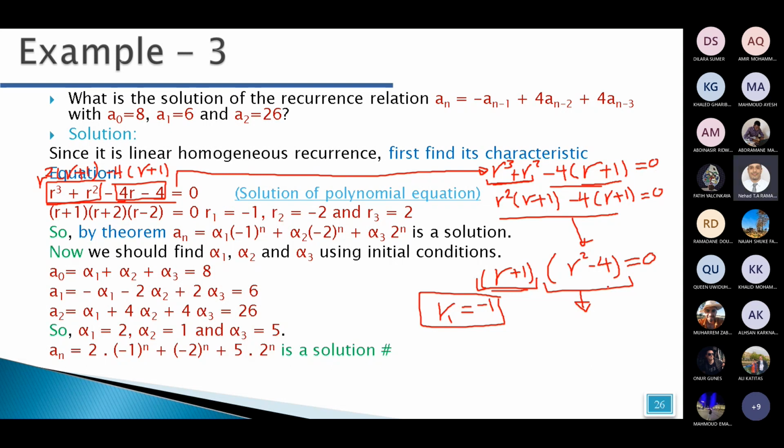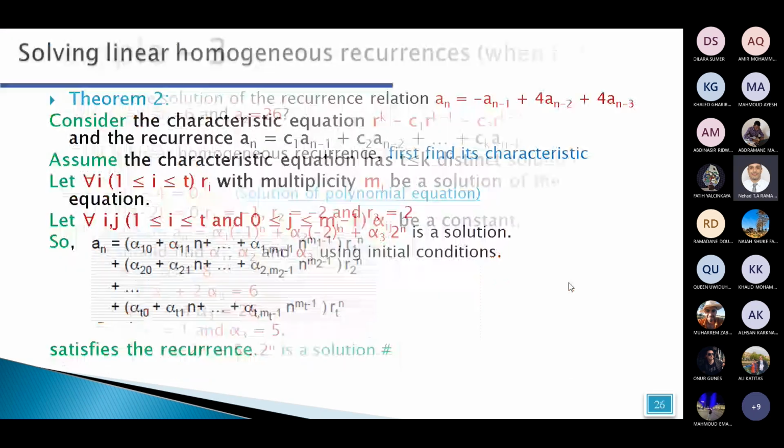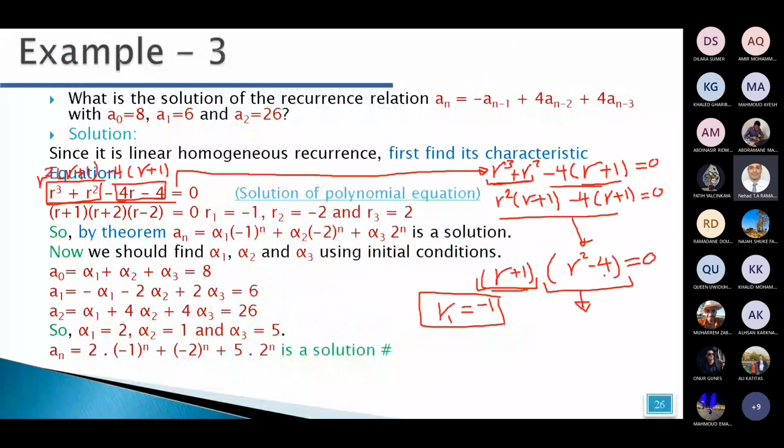It's the difference between squares. You can see it here, we have a square minus a square. So it's the difference between two squares. So what is the solution? First term plus the second term, multiplied by first term minus second term. So this is 2 power 2 and this is R power 2. So it's a square minus a square.